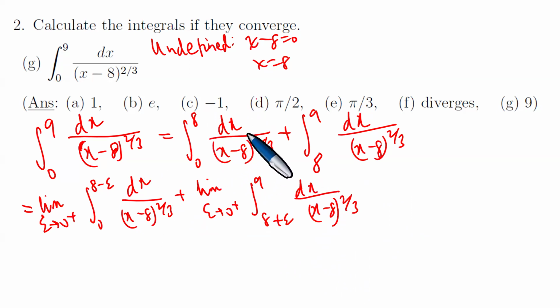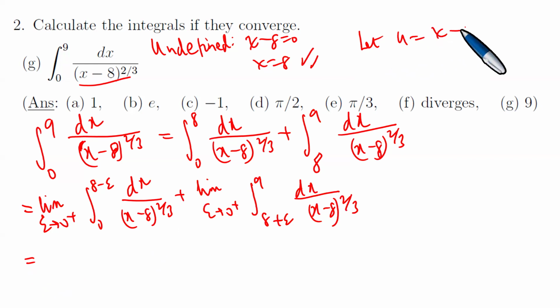Why 8? Because it is undefined at 8. You make the denominator 0, and then you get that x equals 8. So there's a problem because the 8 is the number between 0 and 9 on the real line. Okay, we're good. So what is this? At this point, if you let u be x minus 8, then the derivative of x minus 8 is 1. So if you let u be x minus 8, then du is dx. It's clear that du/dx is 1.